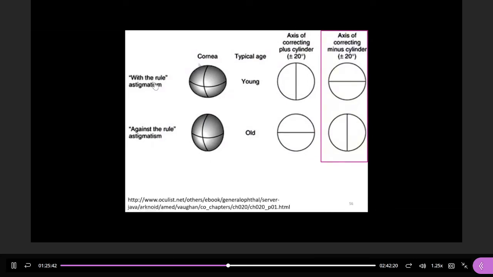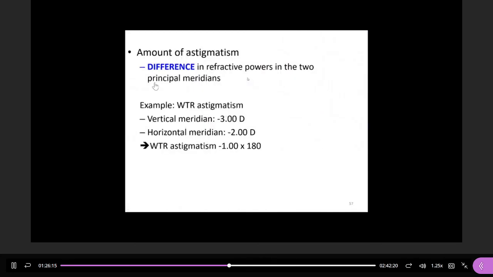So if this is the cornea, and with the rule, which is horizontal, what will happen? The vertical has more power, so this is a perfect football. Against the rule, the axis is here, and they have more power at the horizontal. For some reason, older people have more of this, and with the rule, young people have more of this astigmatism. Astigmatism is the difference in refractive power in two principal meridians. For example, with the rule, the vertical has more power.